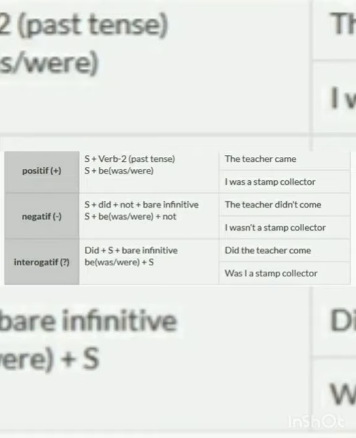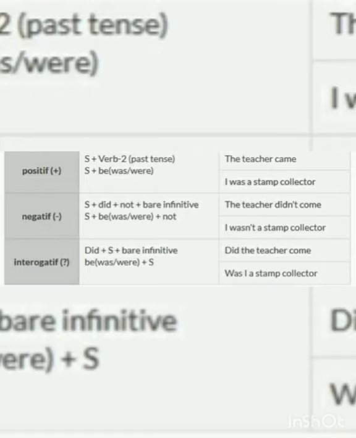I told you how to frame an affirmative sentence in simple past tense, and a negative sentence in simple past tense, and also an interrogative sentence in simple past tense. One thing please do remember, when we use a main verb in a sentence, it should be used in V2 form, and when we use helping verbs, the two helping verbs that should be used in simple past tense are was and were. This is about simple past tense.